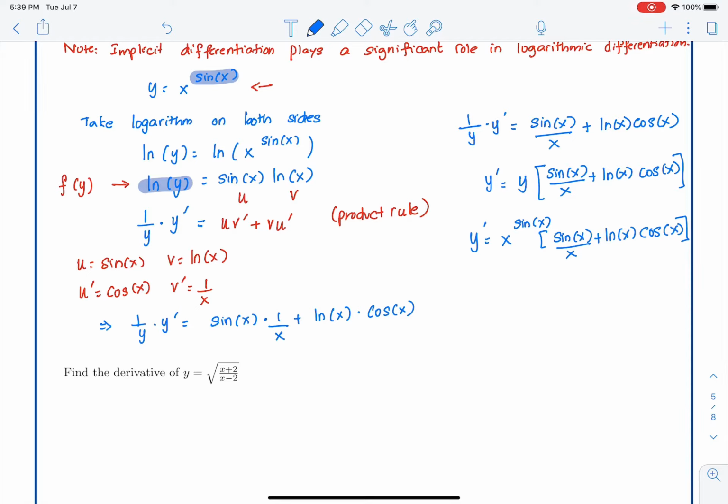In this case, we know what y is exactly, which is why I'm making the substitution from that step over there. And I'm replacing y by x raised sine x, which I have already.